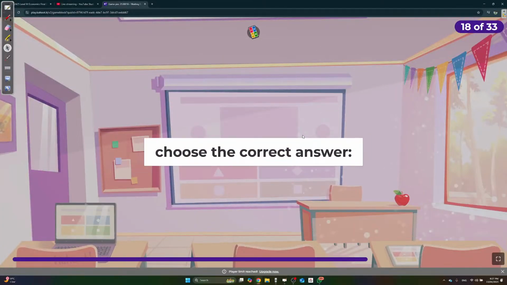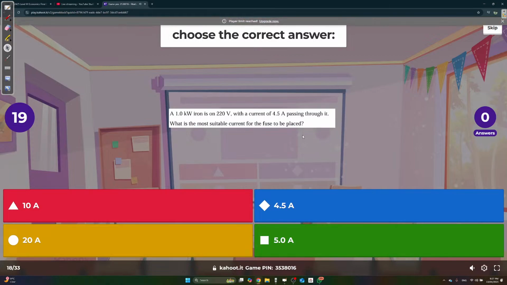Okay, choose the correct answer again. A 1 kilowatt iron is on 220 volts with a current of 4.5 amperes passing through it. What is the most suitable current for the fuse to be placed?